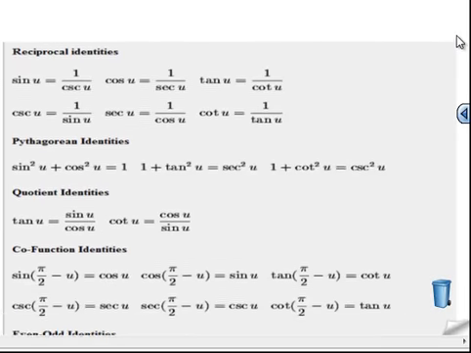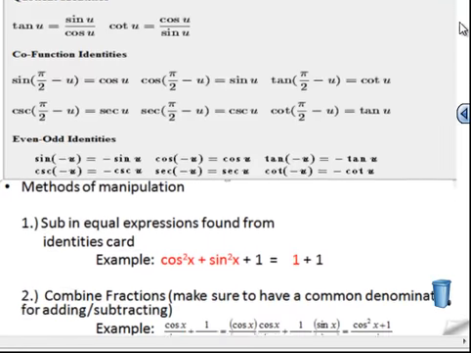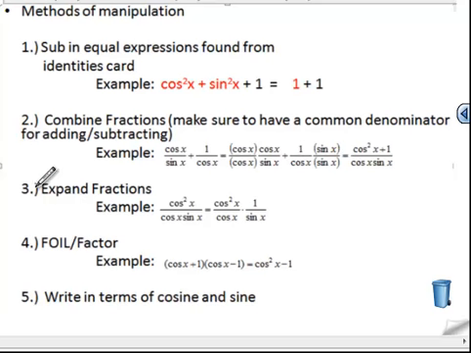So here is just a quick review of what we have in 10.1 if you need to look back at the 10.1 video. Here is the list of all of those different identities, and when we were working with these in class, a lot of you had these memorized. So this is good. So you are going to need to use those in your process of rewriting. And then of course there are these methods of manipulation which we went over in the 10.1 video as well.